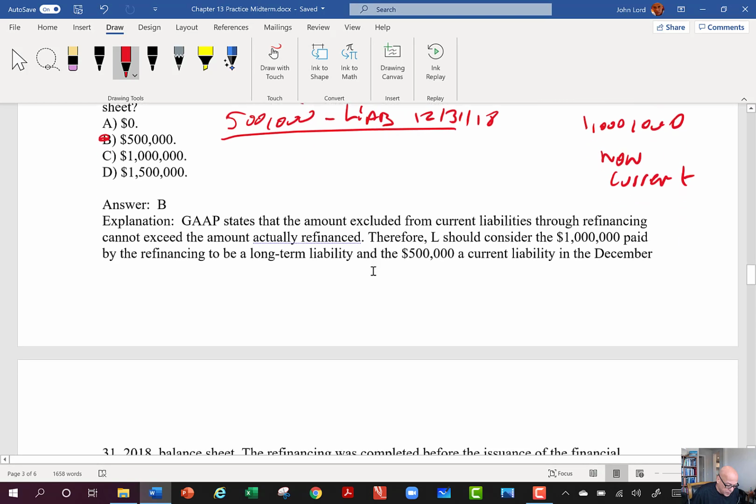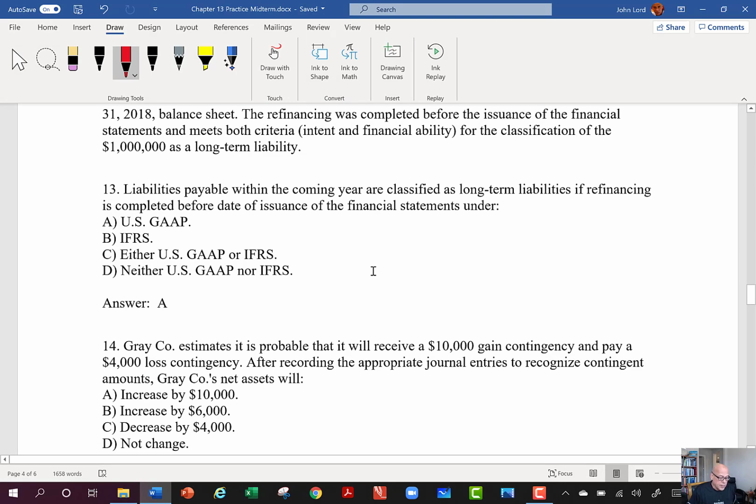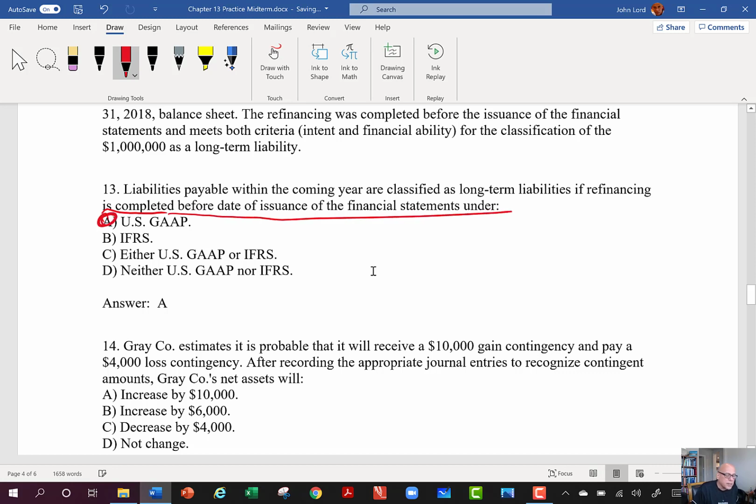Now let's look at this next question. Liabilities payable within the coming year are classified as long-term if refinancing is completed, not a contract to refinance. The refinancing is completed before the issuance of the financial statements. That, as I just told you, is the rule for US GAAP. So again, the refinancing has to be completed. If you just have a contract to refinance, someone's saying, hey, talk to me. If you need some money, I'll give you the money to refinance. Just sign right here. And you have a contract to do that.